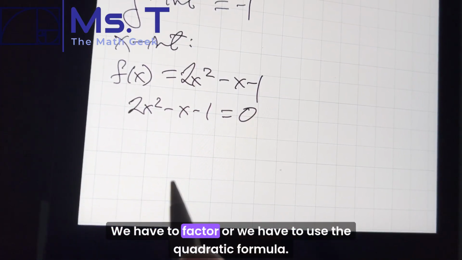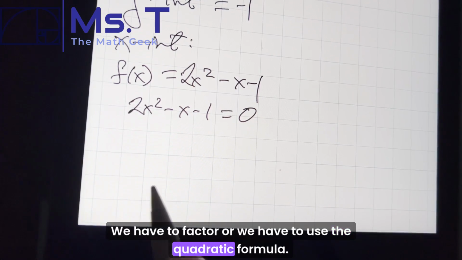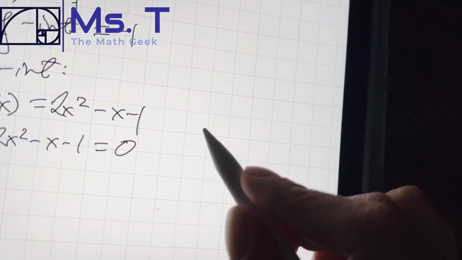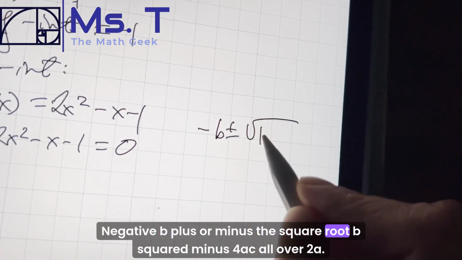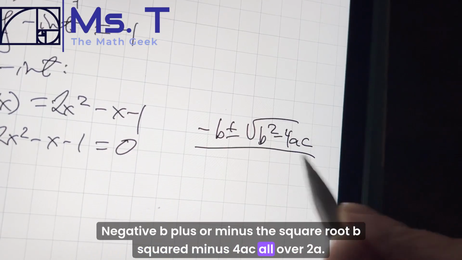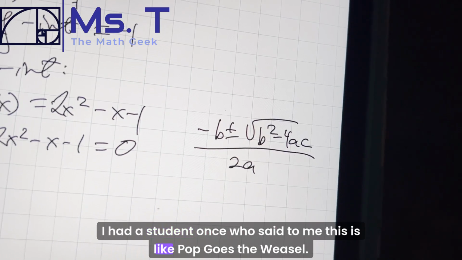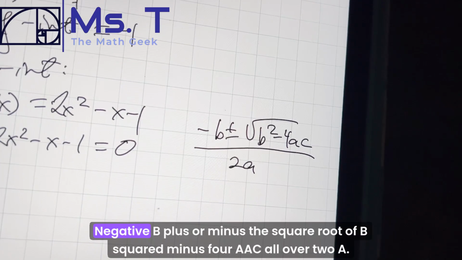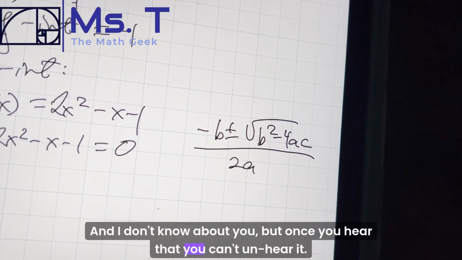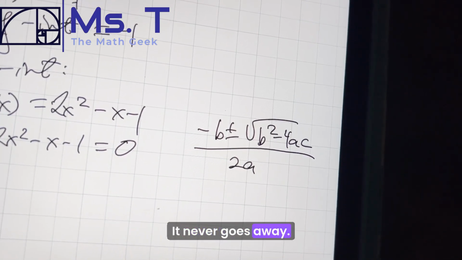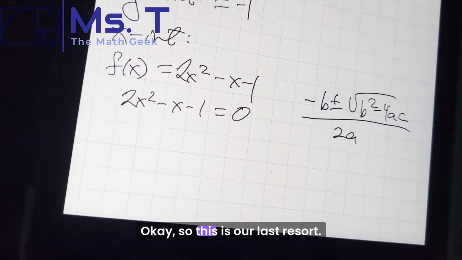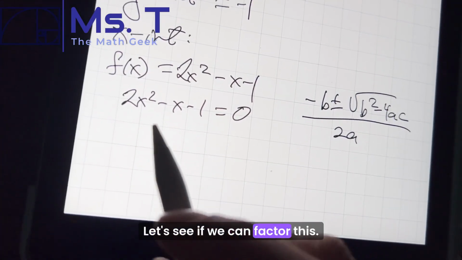We have to factor, or we have to use the quadratic formula. Do you remember that bad boy? Negative b plus or minus the square root of b squared minus 4ac all over 2a. I had a student once who said to me, this is like Pop Goes the Weasel. Negative b plus or minus the square root of b squared minus 4ac all over 2a. And I don't know about you, but once you hear that, you can't unhear it. It never goes away. Okay, so this is our last resort, but let's see if we can factor this.